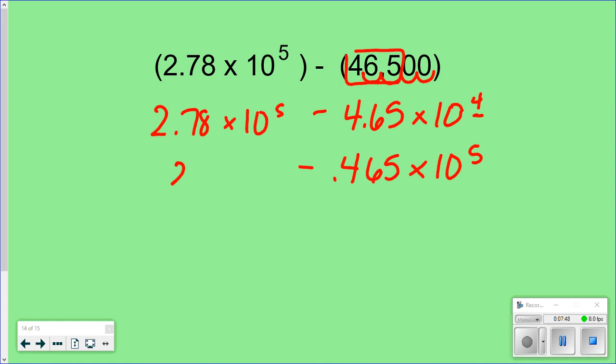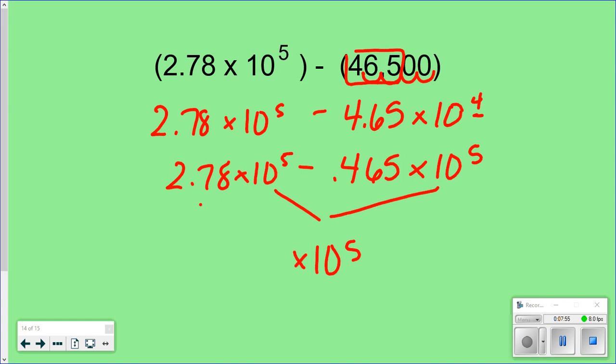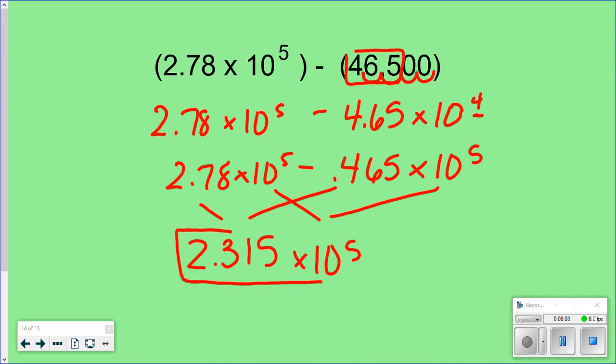Minus. Okay, so that's going to be 10 to the 5th. Times 2.78 minus 0.465. And I get 2.15. Awesome. Not much changing there because it's already in the same format. So yeah, I guess if you make the smaller one bigger, much of the time you will not have to change the answer. So it's kind of nice.